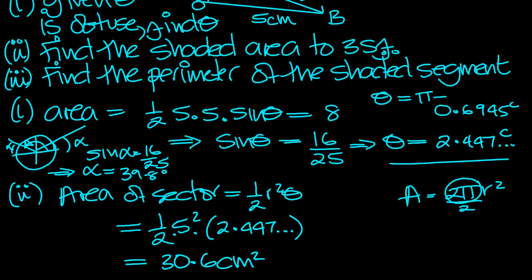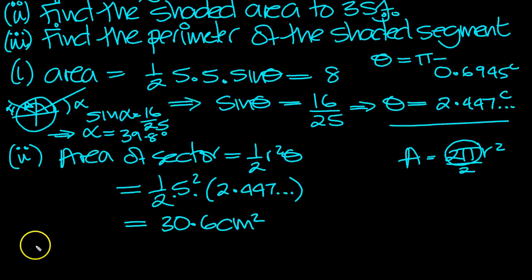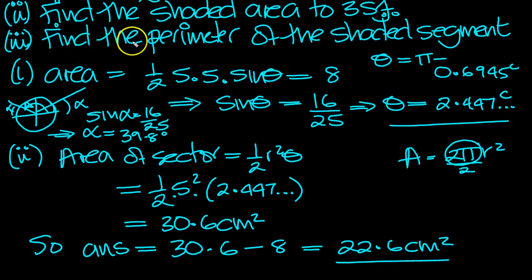Okay, so the area of the triangle, we could work out here, but we know it's 8. So the area of the shaded segment then. So, answer: the area of the shaded segment is equal to the total area of the sector minus the area of the triangle, which is 8, and it leaves 22.6 centimeters squared. So that's that one.